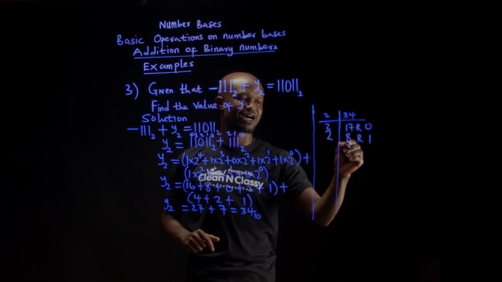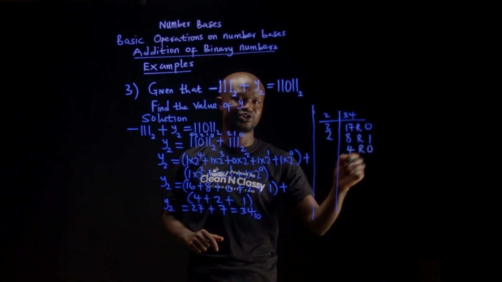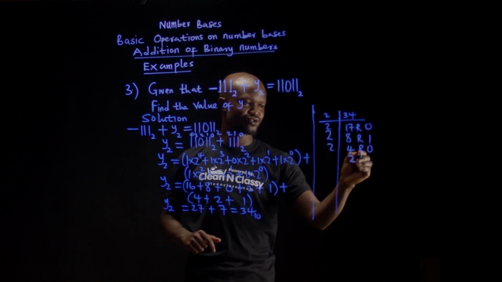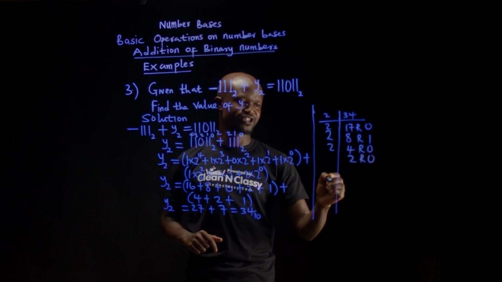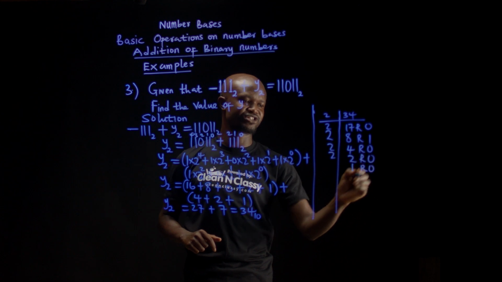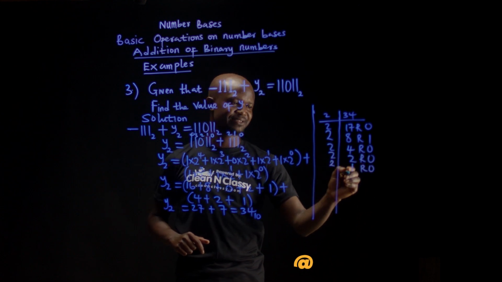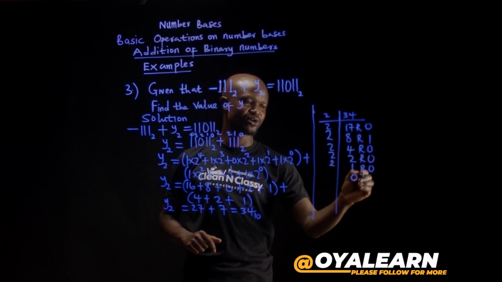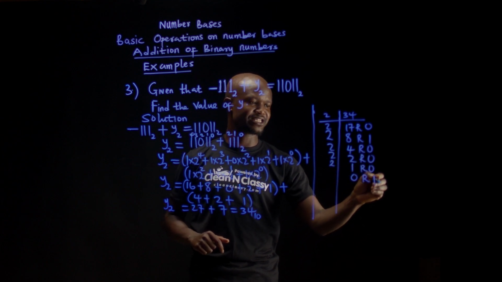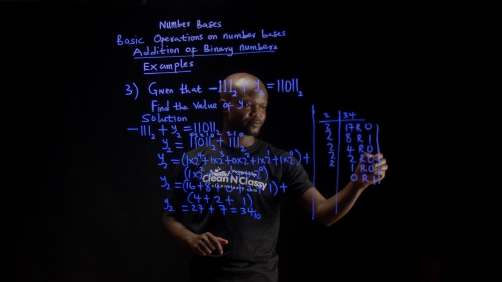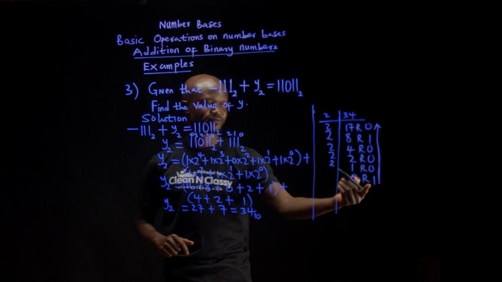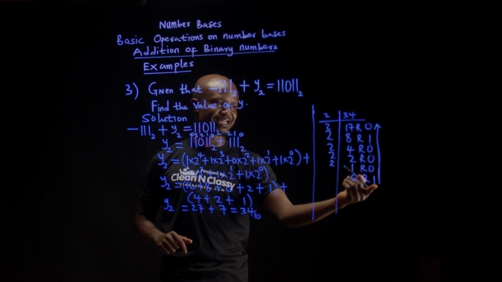So dividing by 2, 8 divided by 2 is 4, remainder 0. Divide by 2 again. 4 divided by 2 is 2, remainder 0. Then 2 divided by 2 is 1, remainder 0. Then dividing by 2 again, 1 divided by 2 is 0, remainder 1. Don't forget, we take this from the bottom to the top. So take note.